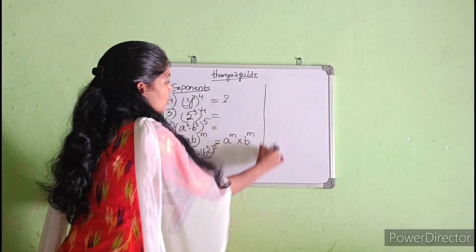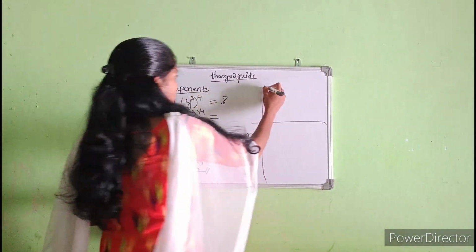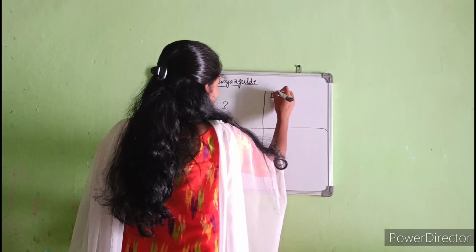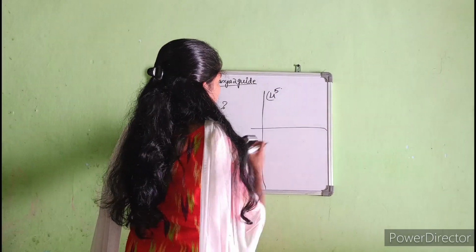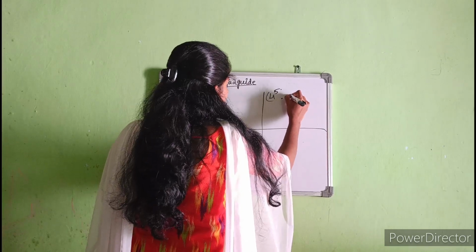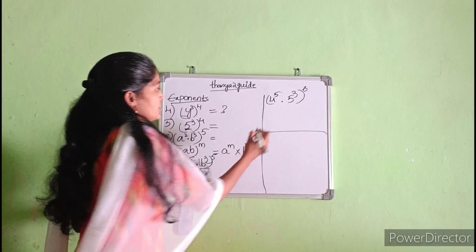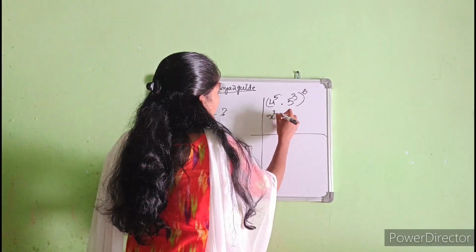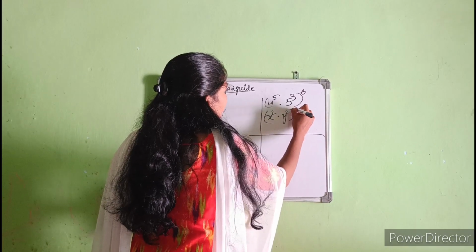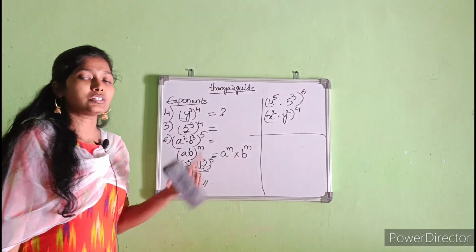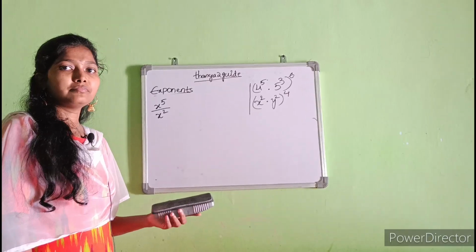Now, I am giving one more question as homework. This is your homework question. 2 questions I will give you. Now, see here. 4 to the power of 5 into 5 to the power of 3 whole to the power of 6. This is one question. And the next one is x to the power of 2 into y to the power of 2 whole to the power of 4. Okay, this is one more question. So, try to solve these questions. Now, we are moving forward to the next one.